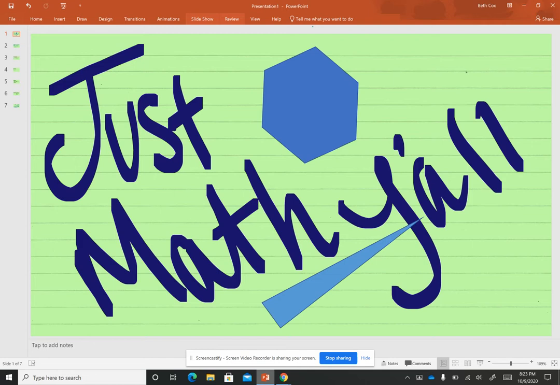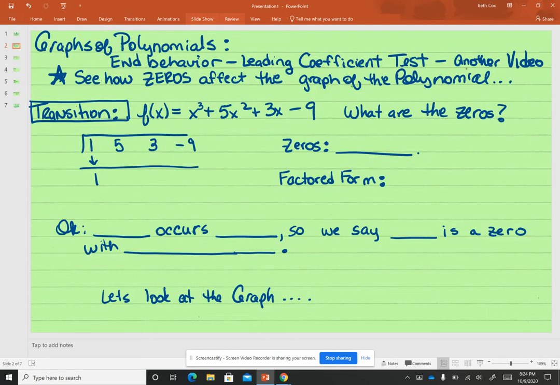We're going to be looking at the graphs of polynomials. This should be video number 2. You should have already watched the video on end behavior, the leading coefficient test. Hopefully you watched that one first. And now we're going to look at some other aspects of graphs of polynomials.